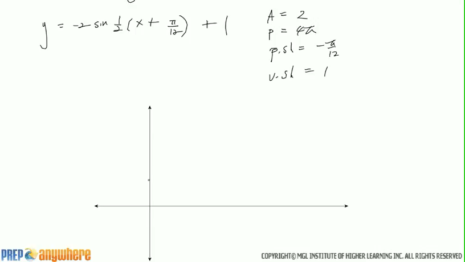Vertical shift is 1. So let's say that's 1. Phase shift is minus pi over 12, so let's say that's minus pi over 12. I have to do it really small. Why do I have to do it really small instead of making it really big? Because of the period? Yeah, the period is extremely large. If I made this one big, like this, here's my pi over 12, then the graph will go out of bounds, right? Yeah. So you want to make it really small.